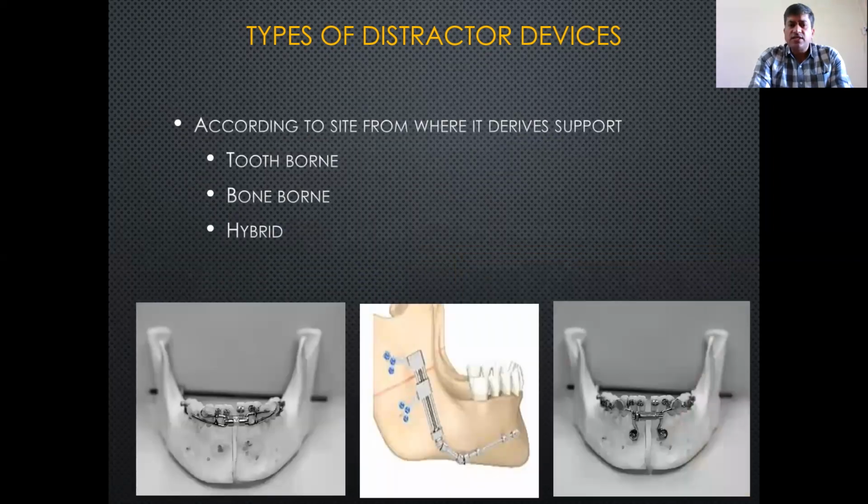The next classification is based on the site from where the distractor device derives its primary support. In this classification, the devices can be categorized as a tooth-borne device, a device which derives the entire support from the tooth-bearing segment of the mandible. It can be a bone-borne device, a device which derives its support from the mandibular bone, and it can be a hybrid device, a device which derives support from the tooth-bearing segment as well as the bone.